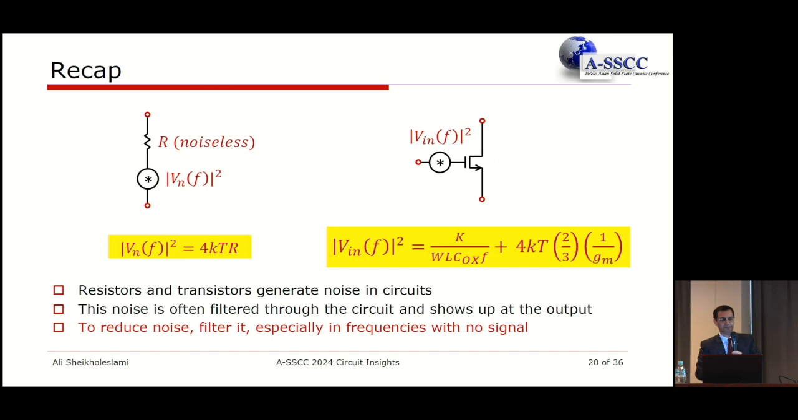Okay, let me do a quick recap, and then we go to part 2. We said that resistors and transistors generate noise in the circuit. This is different than the noise that you have at the source level. This is generated by the electronic circuit, right? And we said the power spectral density for resistor noise is flat, but for transistor it is more complicated. It starts with 1 over F, and then it becomes flat. And then we said to reduce noise, simply filter it, especially in frequencies with no signal.